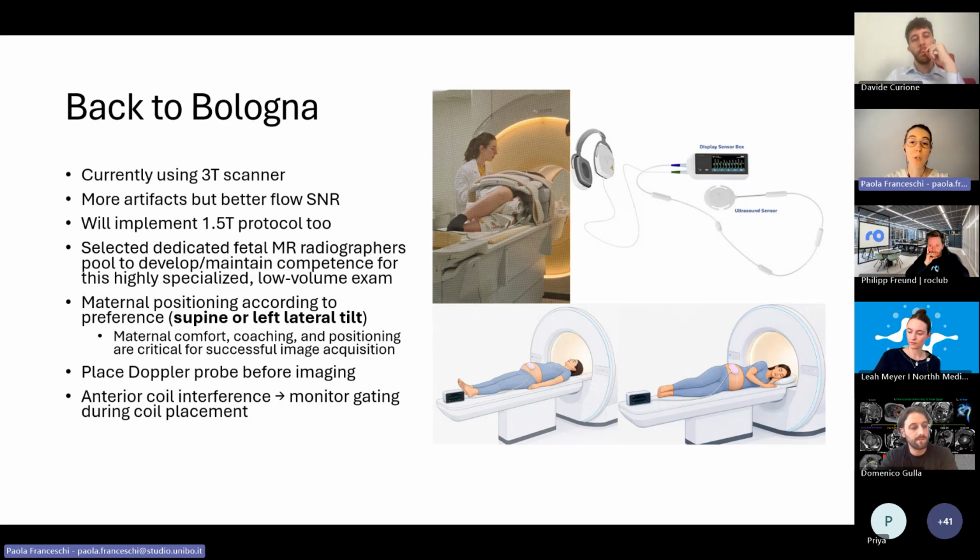We always place the Doppler probe before we start imaging, and then we position the anterior coil. It's very important to use pillows and supports to improve comfort and reduce the weight of the coil on the mother. We also need to be careful not to move or compress the Doppler device, because even a small tilt can affect the gating signal. Before the scan, we always take the time to explain the procedure clearly to the mother and let her know what to expect. Finally, once the anterior coil is in place, we check that the Doppler signal is stable on the sensor box before moving the patient into the scanner.